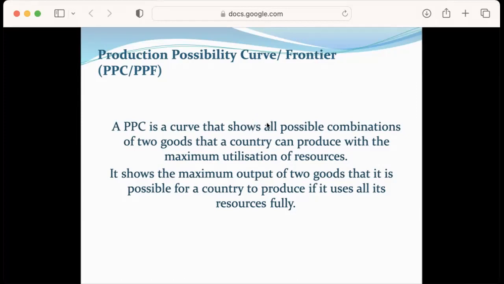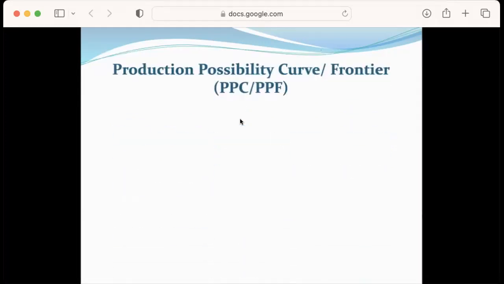The curve shows that. To make things easier, we consider that this country can produce only two goods. It's just an imagination that we make, that the country can produce only two goods with the available resources, and that also in case they are fully using them. So this doesn't mean it is the actual production, but the possible production.